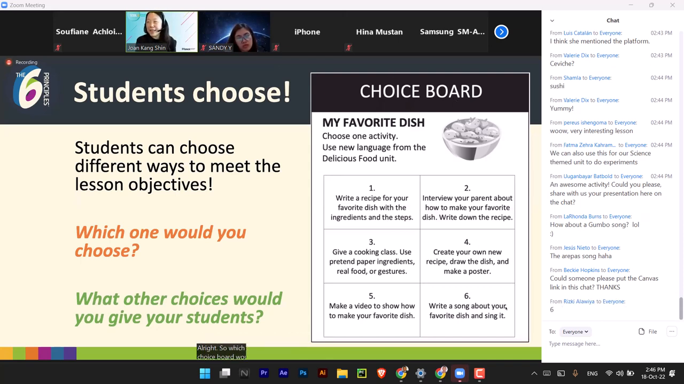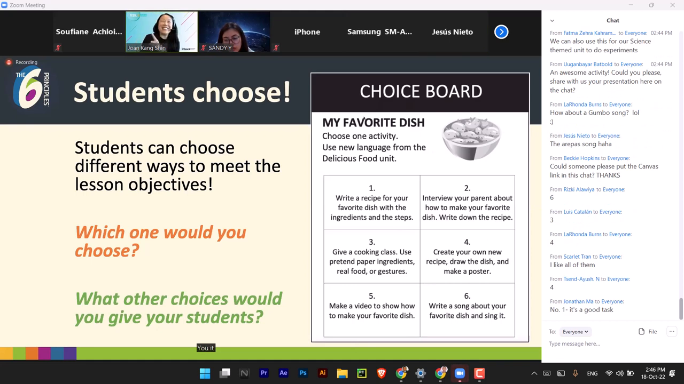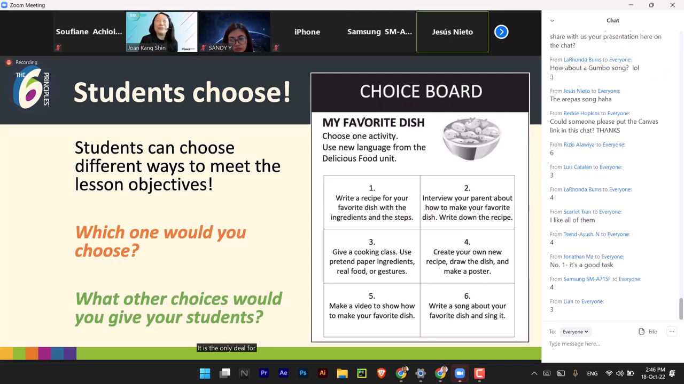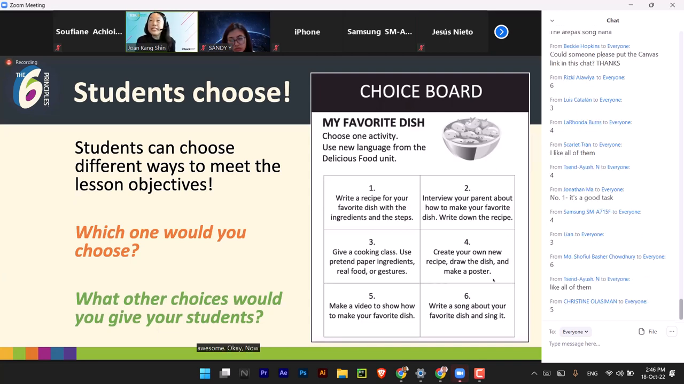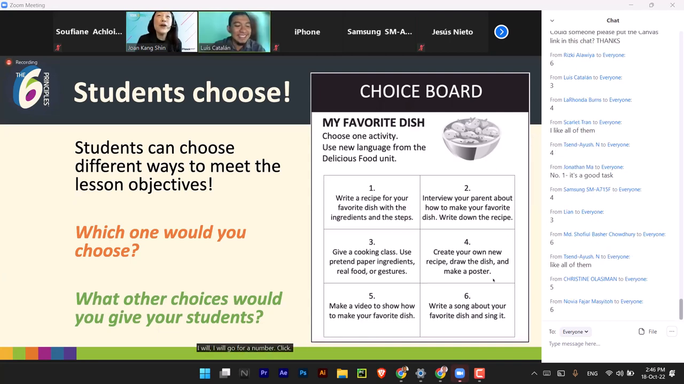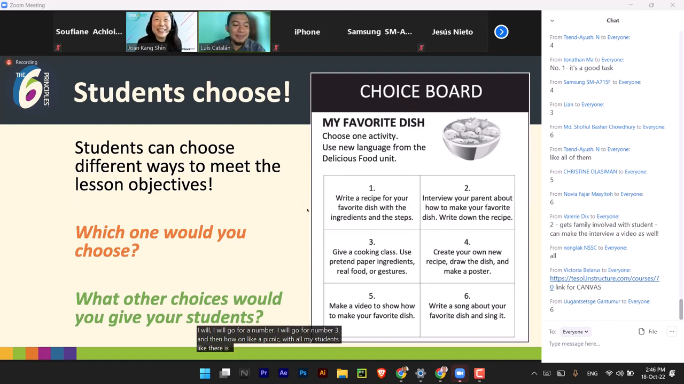Do you like any of them? Aha, totally, six. I would use the song. You would use the song. Yeah, it is the most ideal for an introduction to class, actually. Awesome. And I will go for number three and then have a picnic with all my students, with their recipes and mine.